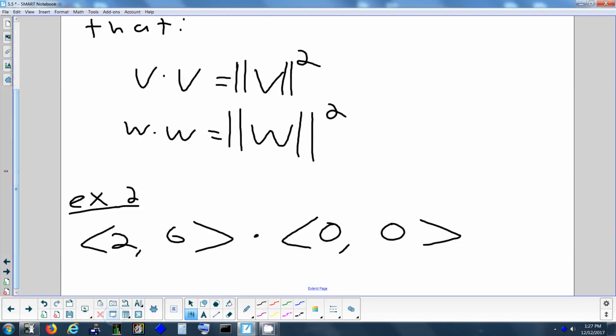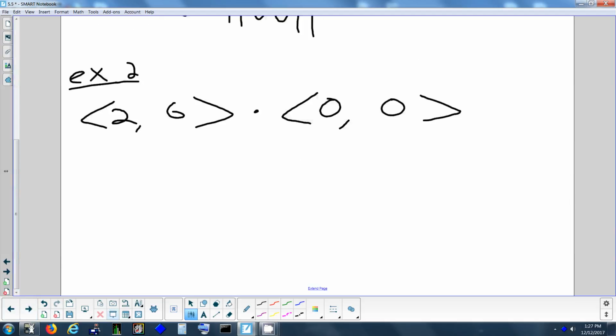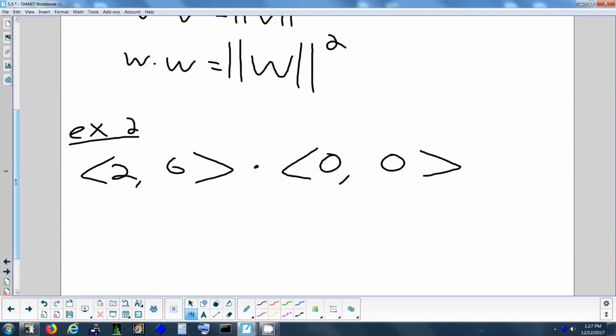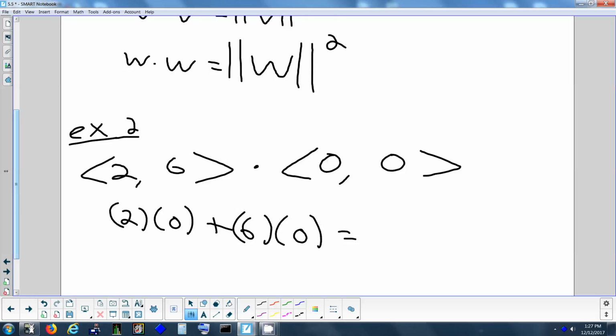Okay, let's try this one. I want to dot the vector 2, 6 with 0, 0. It's going to be 0. What's the calculation? 2 times 0 plus 6 times 0. And what's the answer? 0. Can you be more specific? When I multiply 2 and 0.